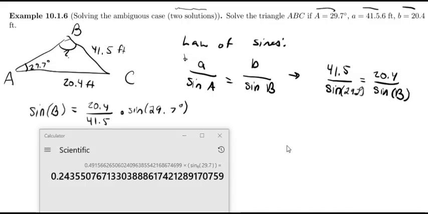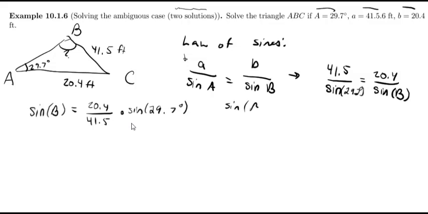Plugging things into my calculator, I get a decimal approximation, which I'm going to write down over here, that sine of b equals 0.24355 and so on. So sine of b equals 0.23455. So that's my decimal approximation, but I really want to know what this angle is.